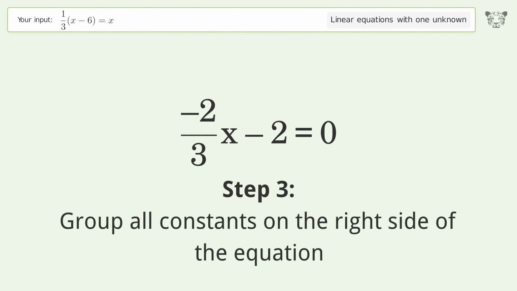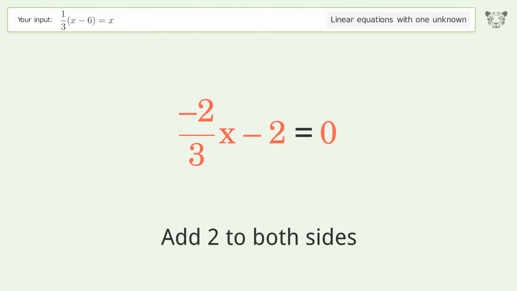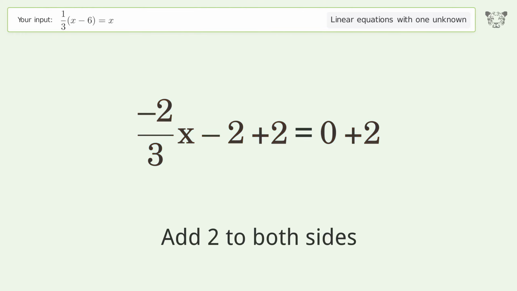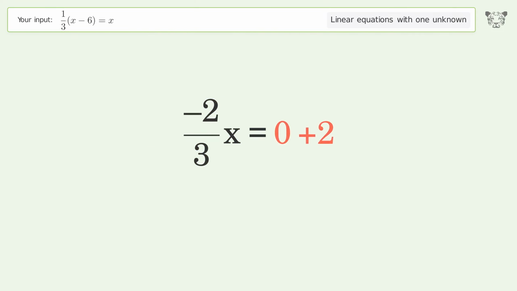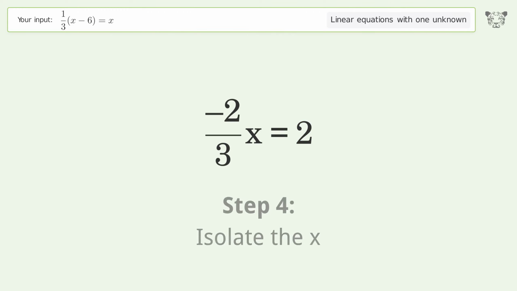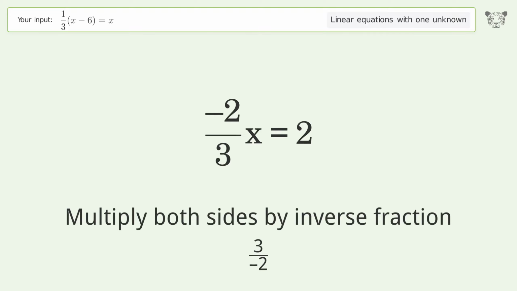Group all constants on the right side of the equation. Add 2 to both sides. Simplify the arithmetic. Isolate the x. Multiply both sides by inverse fraction 3 over -2.